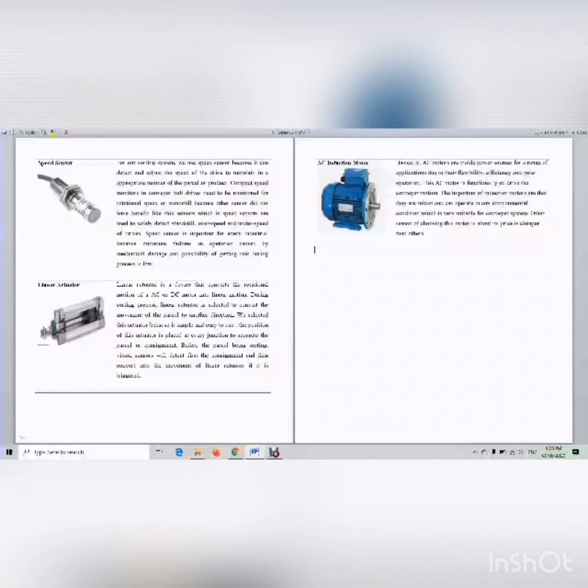Dan last sekali, AC induction motor. So AC induction motor ni function dia untuk menggerakkan conveyor belt. Kita guna AC induction motor ni sebab harga dia berpatutan, simple and robust. Robust tu maksud dia mantap. Itu saja daripada saya. Terima kasih.